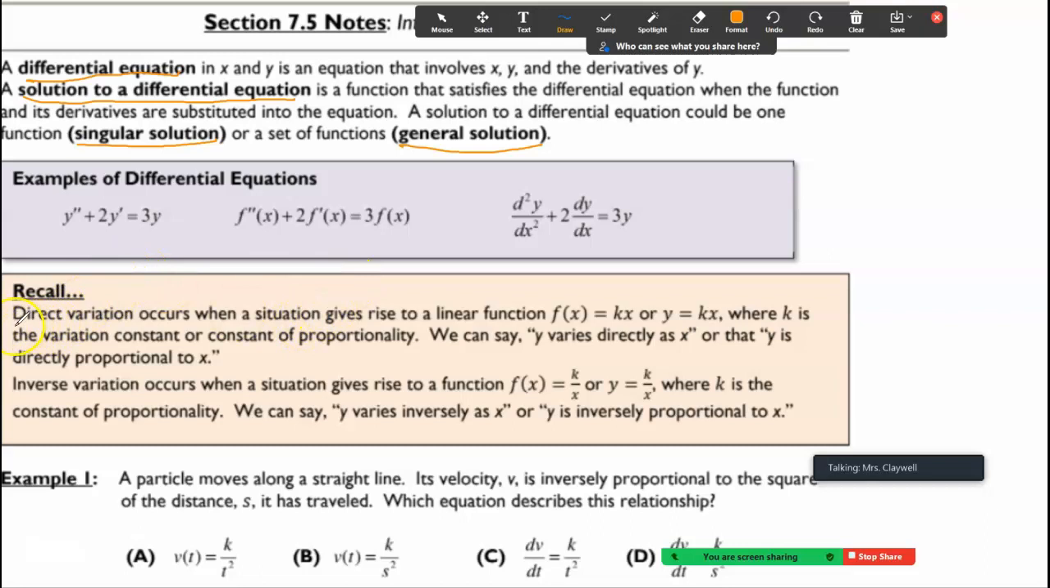So we have the words direct variation and inverse variation. Direct variation is when we have a linear relationship or function like k of x, where k is just a constant, but we word that as y varies directly as x. Inverse is when we have the constant in the numerator and the variable in the denominator. So we call that an inverse variation.